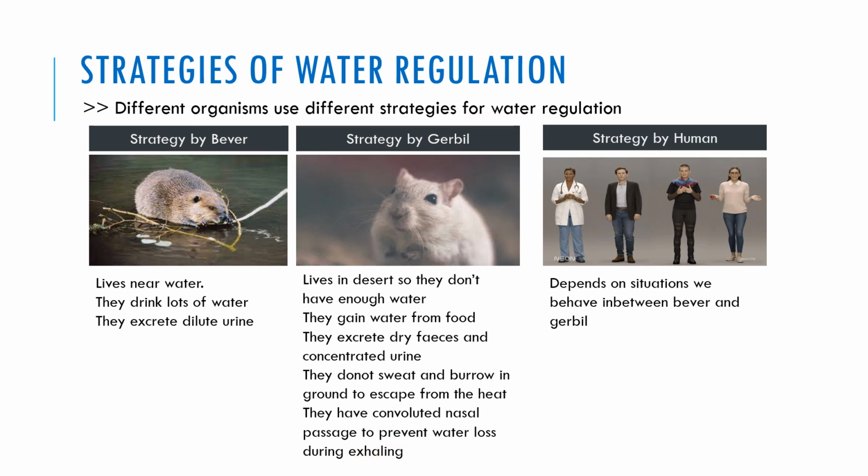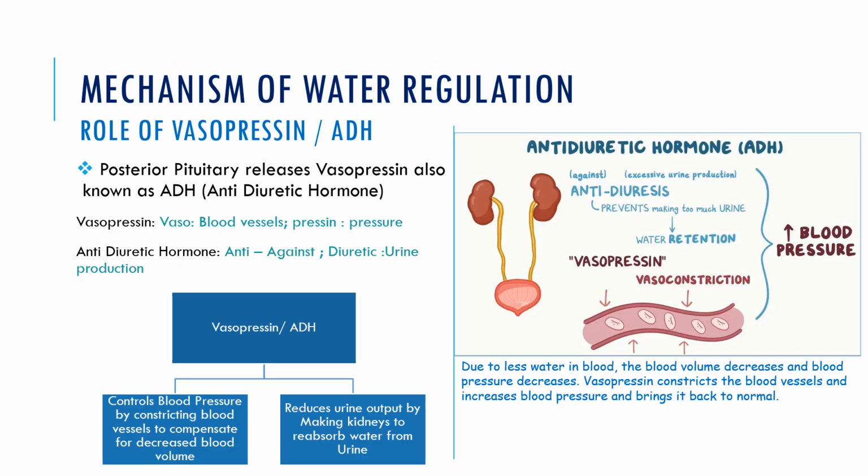When it comes to human beings, we use different strategies based on different situations. Sometimes it is like the beaver, sometimes it is like the gerbil. In human beings, the mechanism of water regulation is done with the help of a hormone known as vasopressin. This hormone is also known as anti-diuretic hormone. Both the names are related to the two functions that it performs.